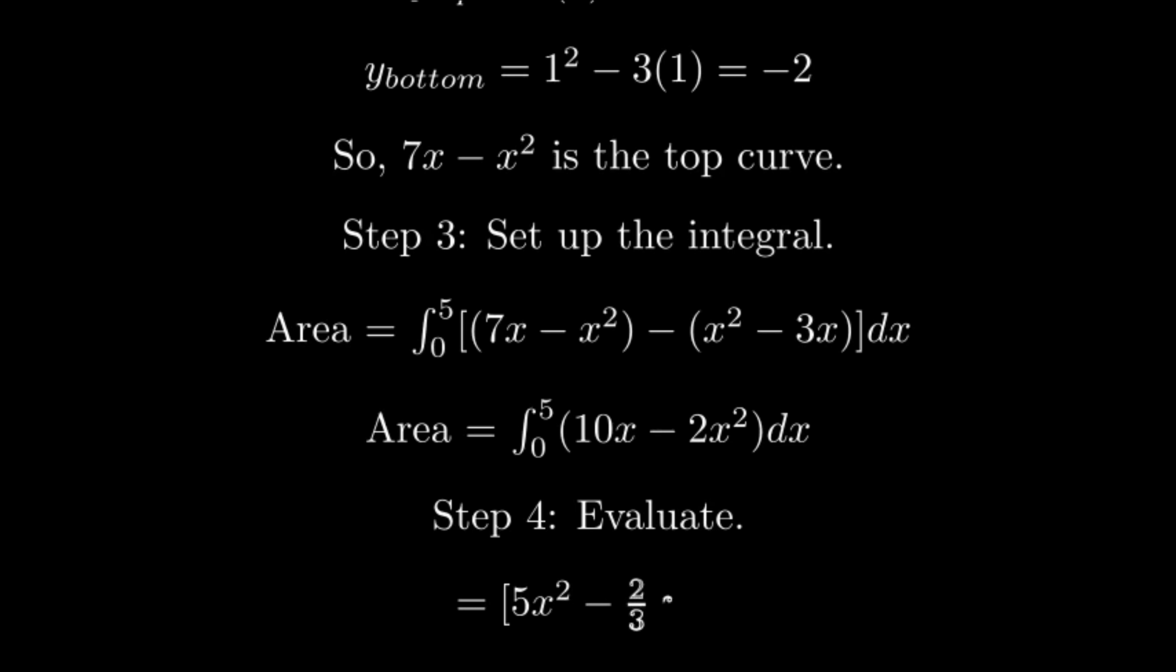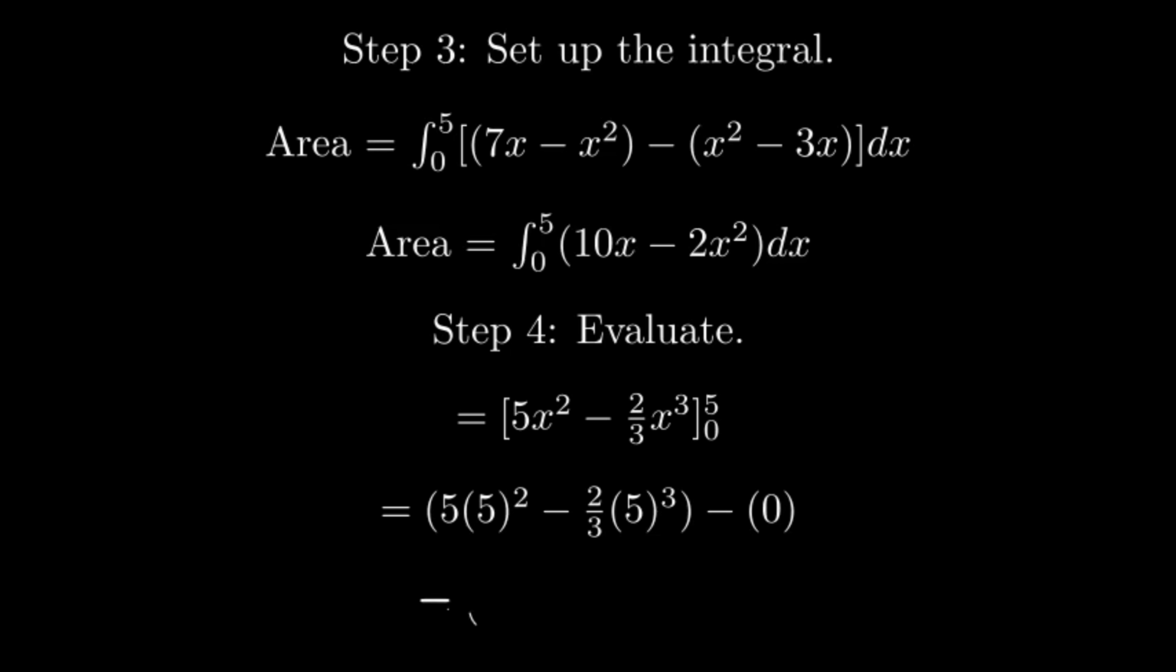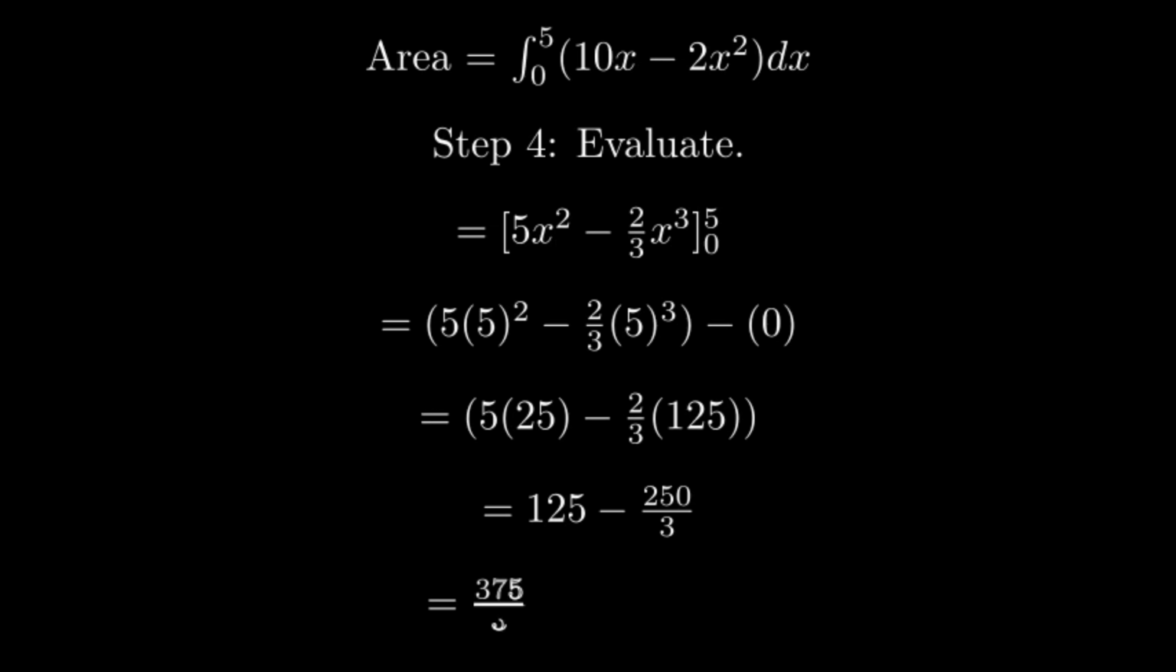Now we find the antiderivative. The integral of 10x is 5x squared, and the integral of 2x squared is 2/3 times x cubed. Finally, we evaluate at the limits. Plugging in 5 gives 125 minus 250 over 3. Plugging in 0 gives 0. Finding a common denominator, we get 375 over 3 minus 250 over 3, which equals 125 over 3. The exact area enclosed by the two parabolas is 125 over 3.